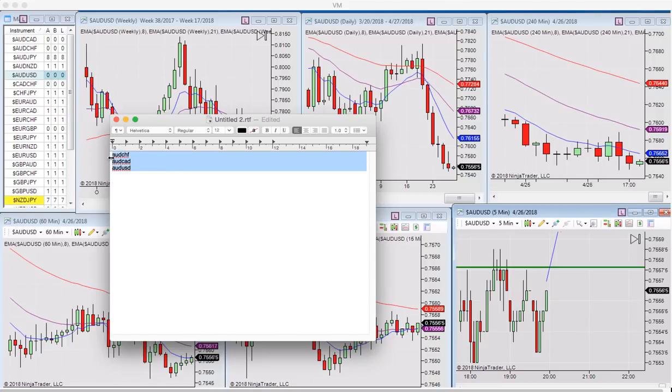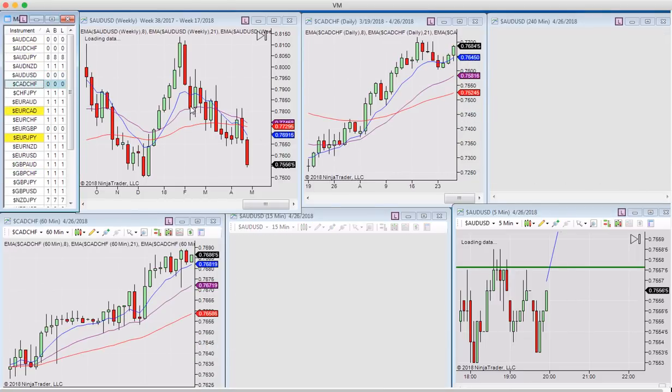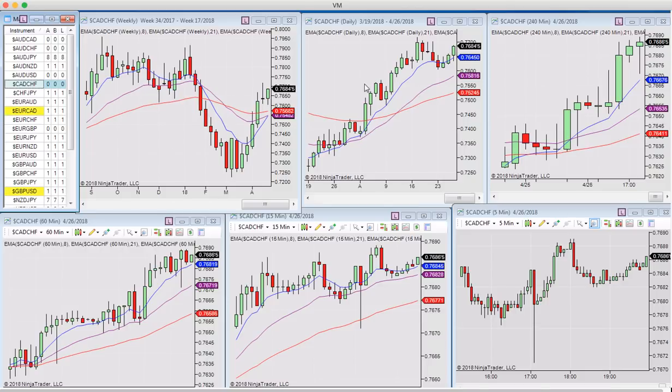Now, I want you to notice that we have 3 Aussie crosses in the list so far. That's not particularly cool because they're all the same basic thing, right? They're all heavily correlated, they're all the same thing. Let's take a look at what we've got.